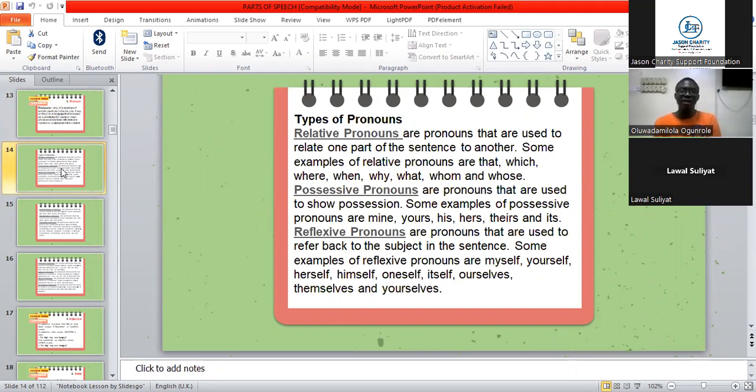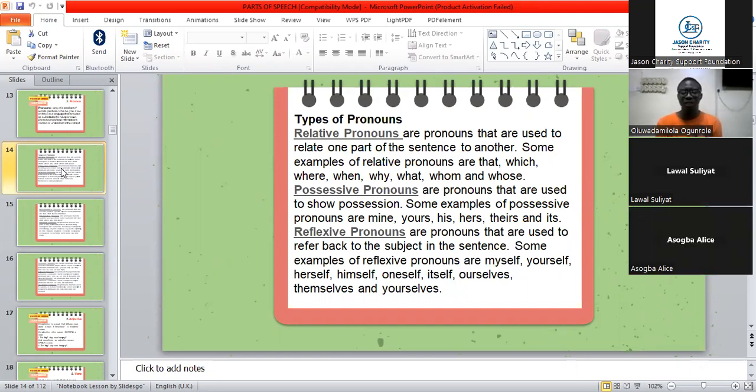For instance, if I say Pius' book, I can say his book. If I say the book is my book, I can replace my book with mine. So I can also say the book is mine. So mine there is a possessive pronoun, showing the possession of a noun. Pronouns are always used to replace a noun to avoid repetition of the same noun.